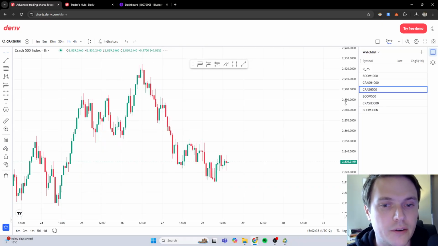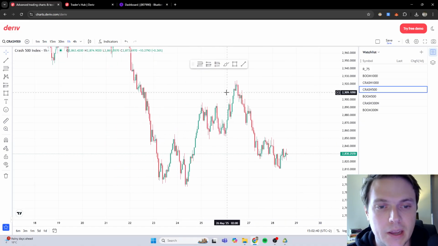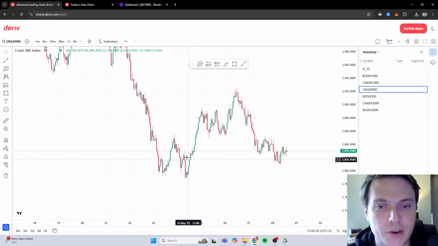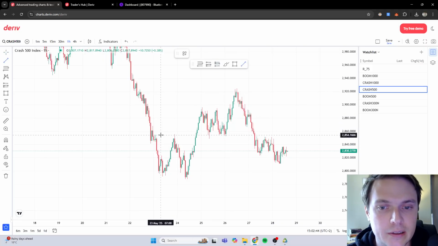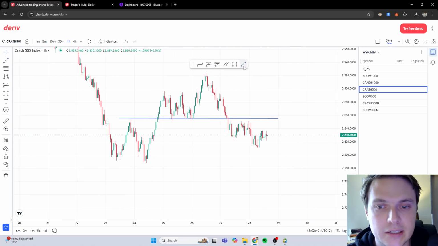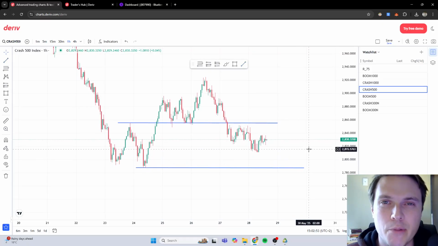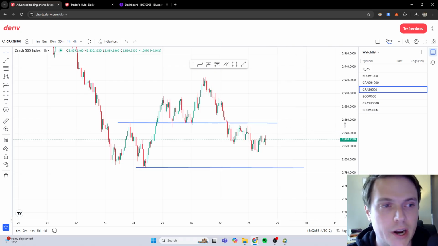Then let's go quickly to Crash 500. Crash 500 currently is in this bullish move now because it broke this high over here. Once it breaks this low, we can go bearish again. So currently no possible trades in my opinion for Crash 500.